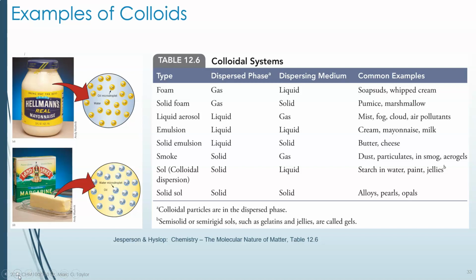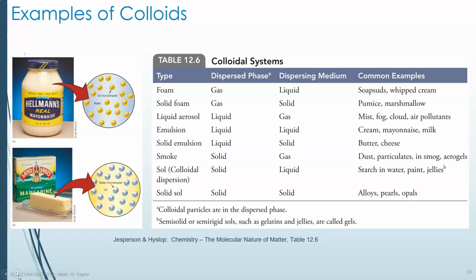Marshmallows are colloids too, and mists, fogs, and clouds are actually liquid aerosols. So aerosols are a type of colloid. A lot of foods, cream, mayonnaise, milk, butter, cheese, are all emulsions that are made from liquids with liquids or liquids with solids. Smoke is something that you think of as a gas, but in fact it's really a mixture of microscopic particulates floating around in the gas. Smog is another example. Aerogels are incredibly light gels that are made with gases infused into solids.